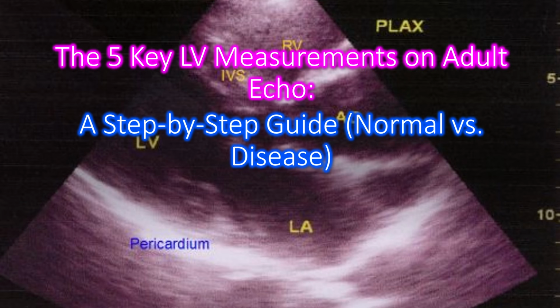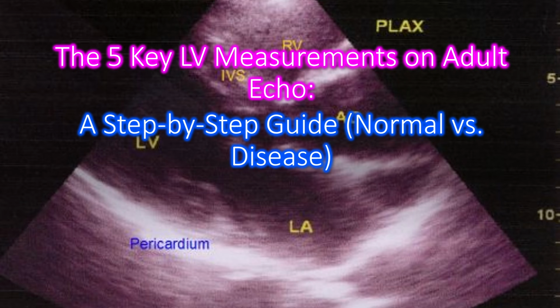Measuring the left ventricle is the bread and butter of adult echocardiography. Getting these right is the difference between a routine checkup and a critical diagnosis. Here is a step-by-step breakdown of the 5 key measurements, how to perform them, and what those numbers actually mean.